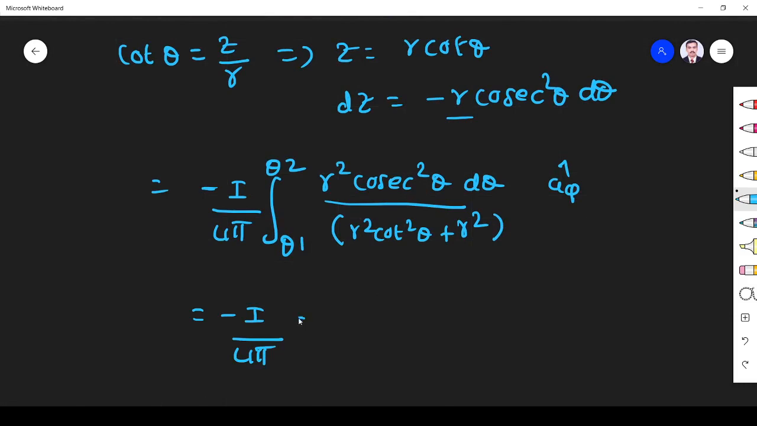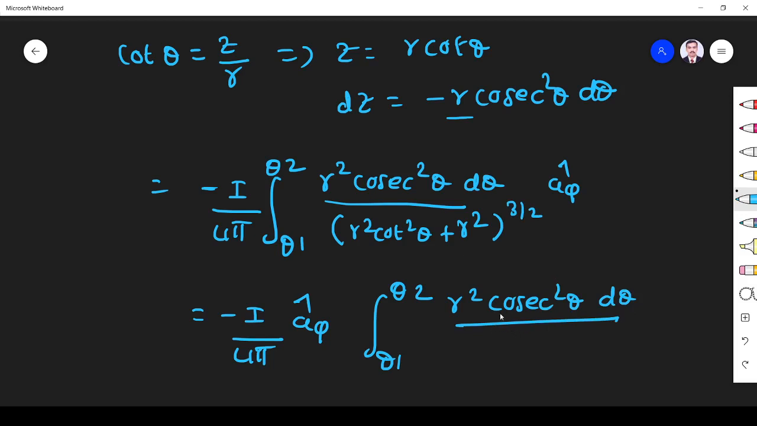A phi I taken outside, A phi, then theta 1 to theta 2, r squared cosecant square theta, here it is 3 by 2, right? So cosecant square theta d theta, and r squared I can take commonly outside, so r squared into 3 by 2, so it is r cube, so r cube will come outside, right? So the remaining thing will be 1 plus cot square theta, that will be cosecant square theta, that will become cosecant cube theta, right?